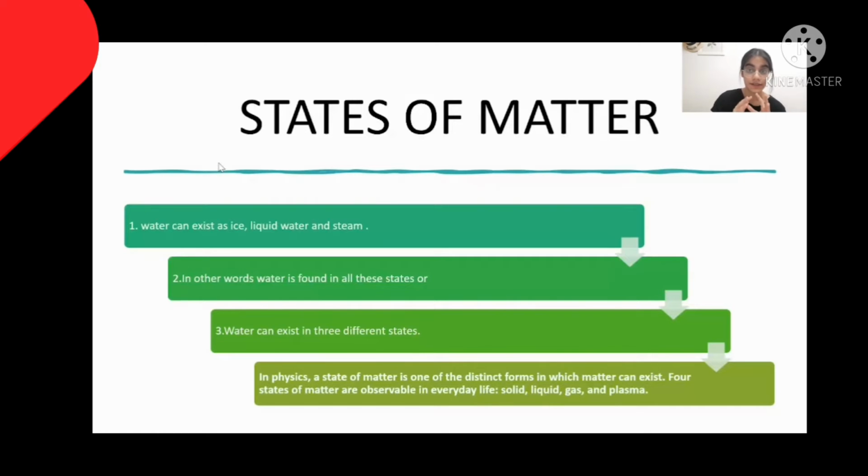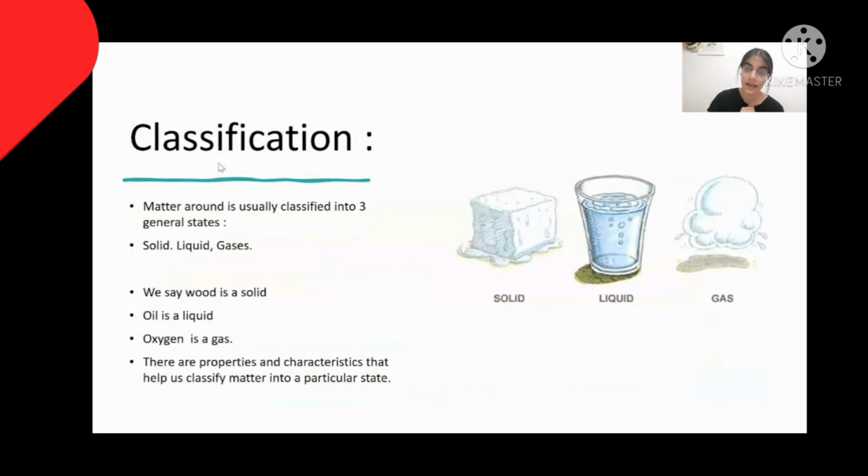We know water exists in all 3 different states. The form in which matter will exist is called a distinct state. Each state has different properties that we would be discussing later. We know that matter around us is usually classified into 3 general states as we just discussed. One of them is solids, the other is liquids, and the third is gases.